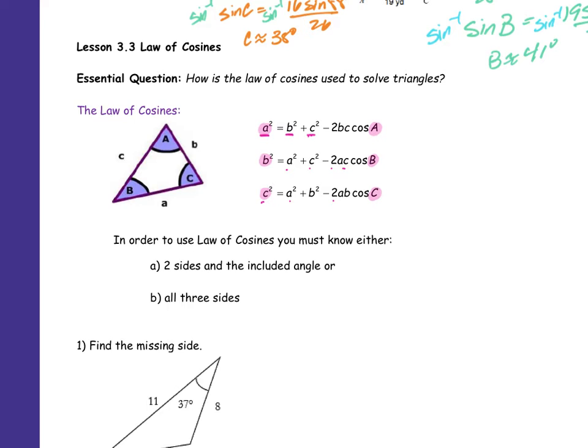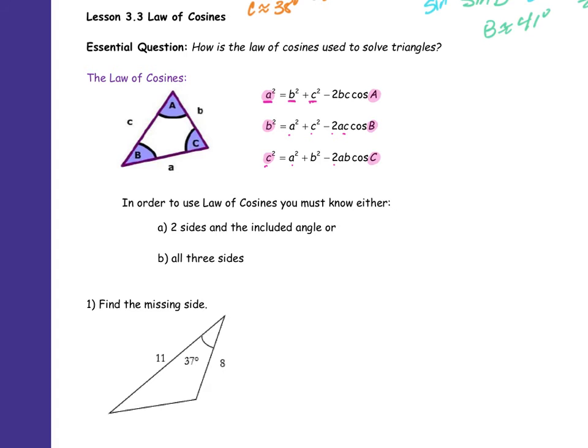In order to use the law of cosines, I have to know one of these two things: either two sides and the included angle, so it has to be the angle in between the two sides, or all three sides. And that's it. That's what I need to know. If I don't have those, then I use the law of sines.